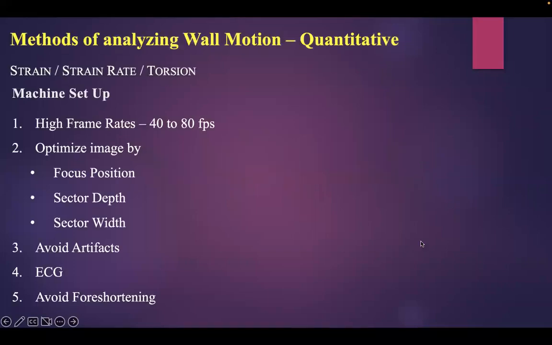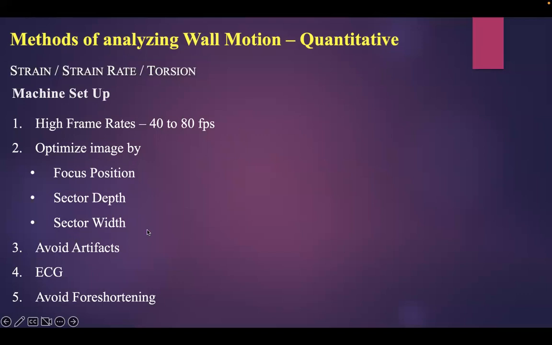So here, the first thing is we need to have a good machine setup. We should have high frame rates of at least 40 to 60 or 40 to 80 frames per second. The images should be of good frame rate. How to do this is by optimizing the image, by adjusting the focus position, reducing the sector depth and concentrating only on the LV, and reducing the sector width so that we can concentrate only on the LV, but do not reduce it so much that the segments get cut off.